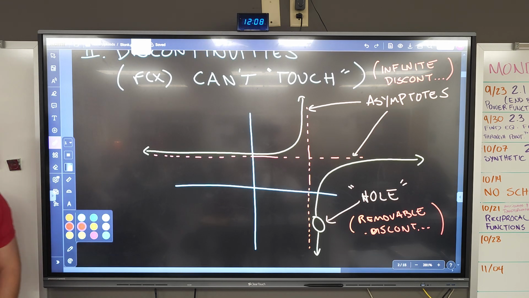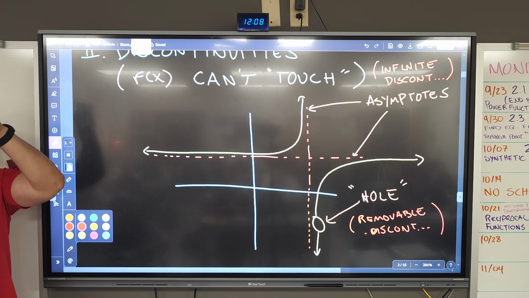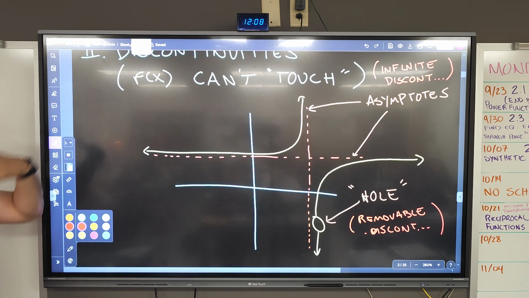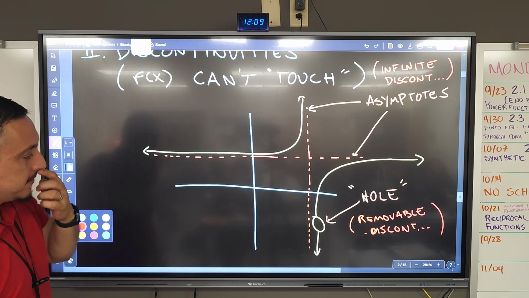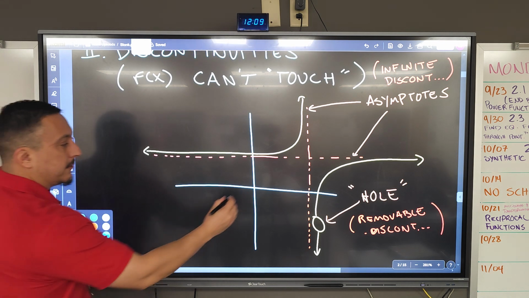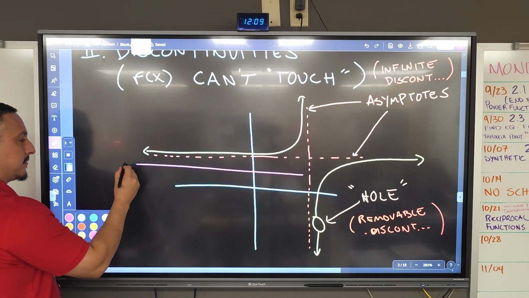And you guys know another one. I'm not going to draw it, but remember when we would do piecewise functions and you had to jump from one hole to another? That was called the jump discontinuity. So there's other types, but right now we're going to focus on those two. And then right now, I want to focus on this one.